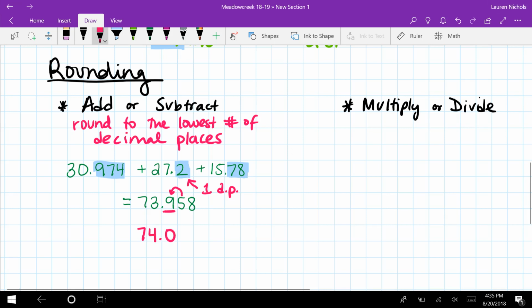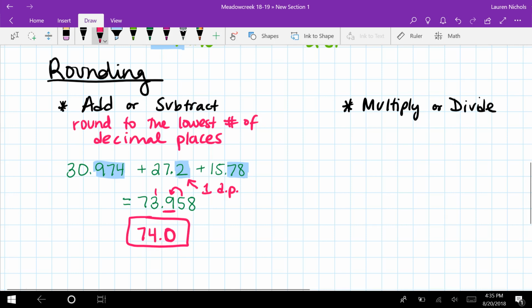74.0 because 9 rounds up to a 10, so you put the 0 here and add the 1. That's kind of how I remember, because that can be a little tricky sometimes. But you cannot forget to write the 0, because we need that decimal place. So this would be my correctly rounded number.